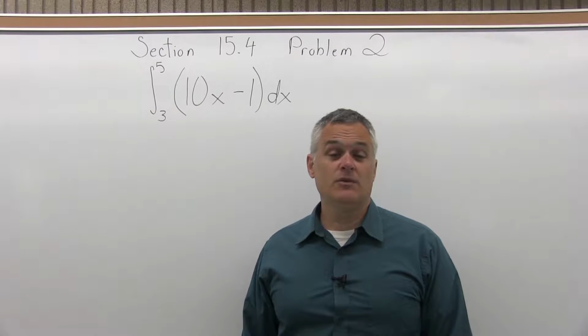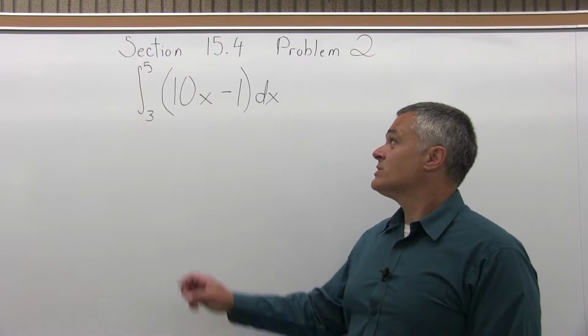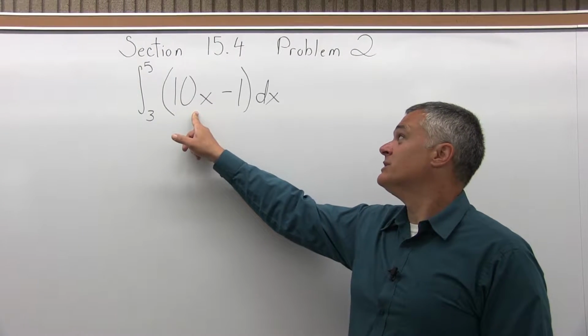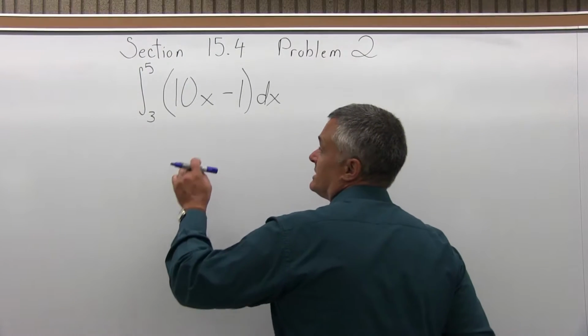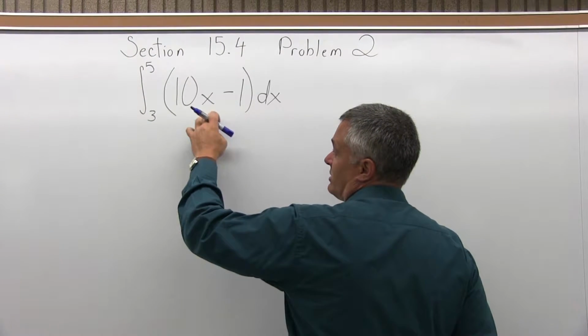This is Section 15.4, Problem 2. We want to solve the definite integral of 10x minus 1 dx from 5 to 3. So step 1 of the 4-step process is to actually solve the integral.